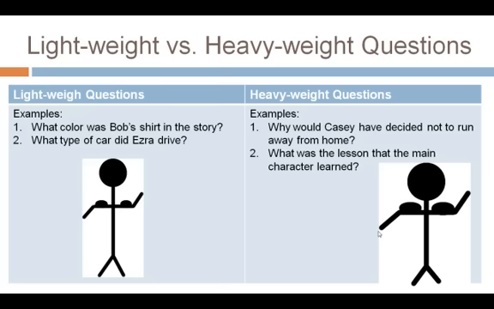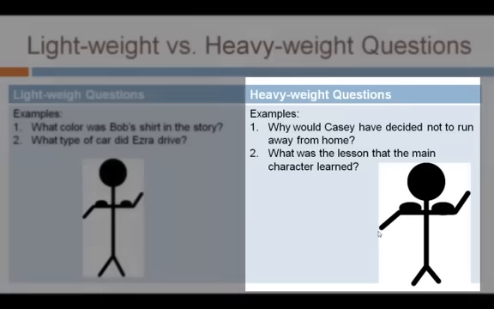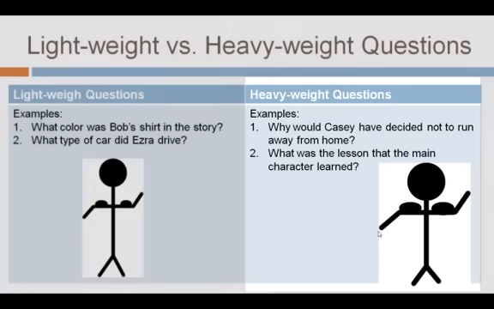It's a description. Heavyweight questions are more thought-provoking. We may have to gather what we have read to decide on an answer, and answers may be different from reader to reader. For an example, why would Casey have decided not to run away from home? And a second example, what was the lesson that the main character learned? These are not things the author would come right out and tell us. We would have to think about what we've read.